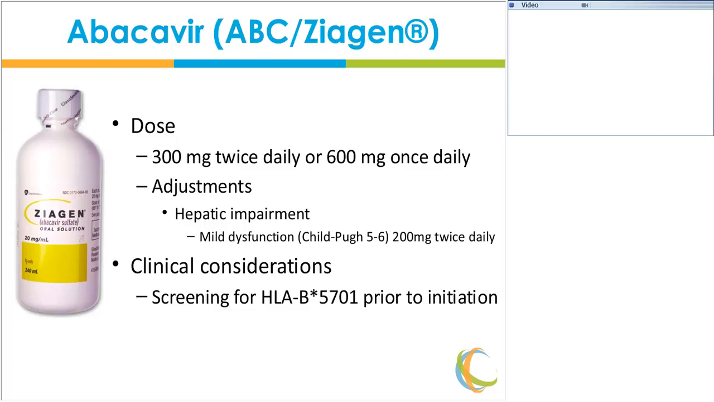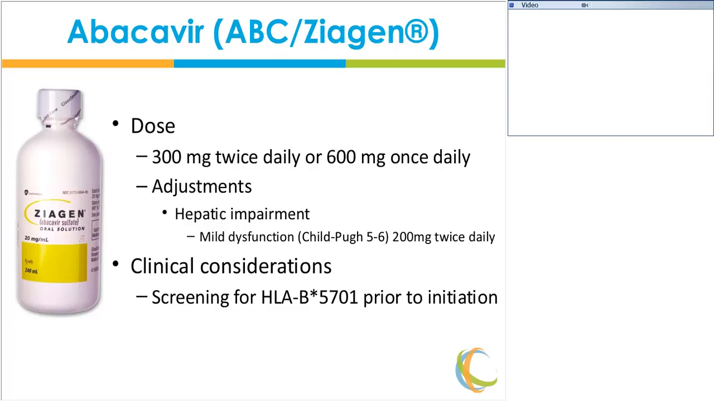Remember that the majority of NRTIs are renally eliminated, with abacavir being one of the exceptions. Because it is hepatically eliminated, dose adjustments are required in patients with mild hepatic dysfunction, described as having a Child-Pugh score of 5 to 6. For these patients, a reduced dose of 200 milligrams twice daily is recommended. In patients with a Child-Pugh score greater than 6, this medication is contraindicated.